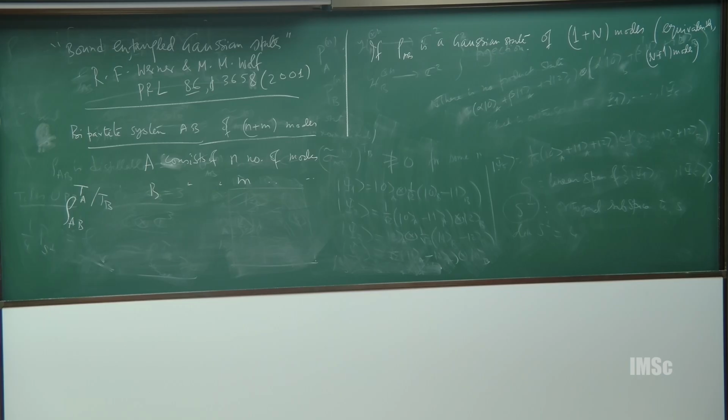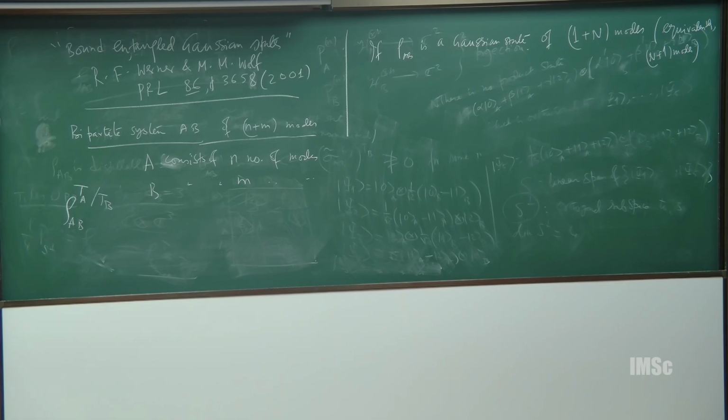Now, such states do exist. I have given an example of such states in 3 cross 3. We will also see an example in infinite dimension. Now, why are such states important?